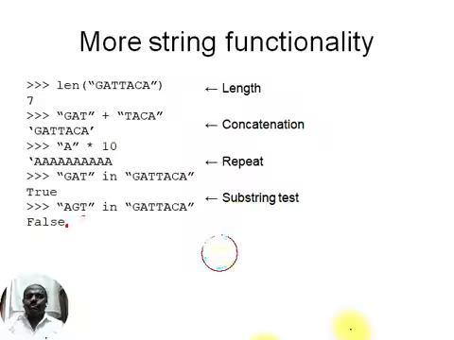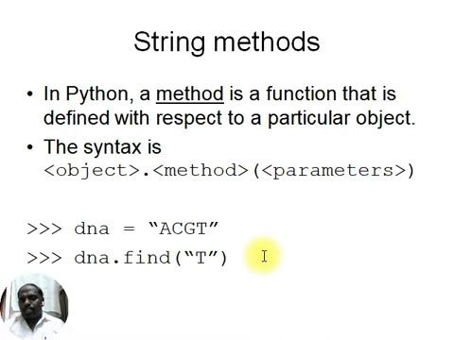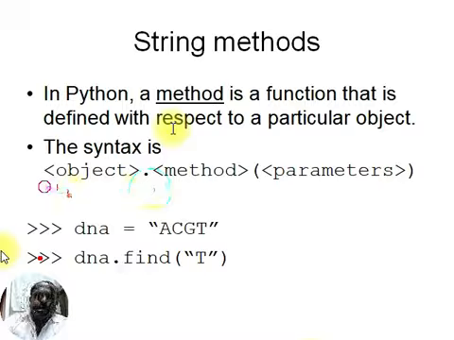String methods. There are a lot of methods we use with strings. What methods are we going to use in the string? We discuss them in this video also. In Python, a method is a function that is defined with respect to a particular object. Here is the syntax. Note, students, the syntax is very important. This is object dot method and parameters.